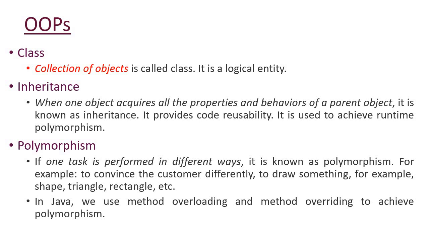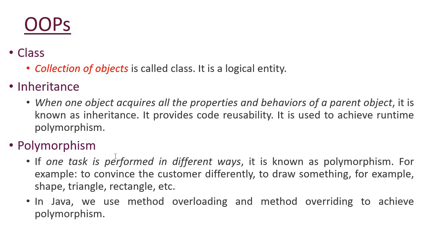Next, a class is a collection of objects. A class is a logical entity. Then what do we mean by inheritance? Inheritance is when one object acquires all the properties and behaviors of the parent object. It provides code reusability. It is used to achieve runtime polymorphism.